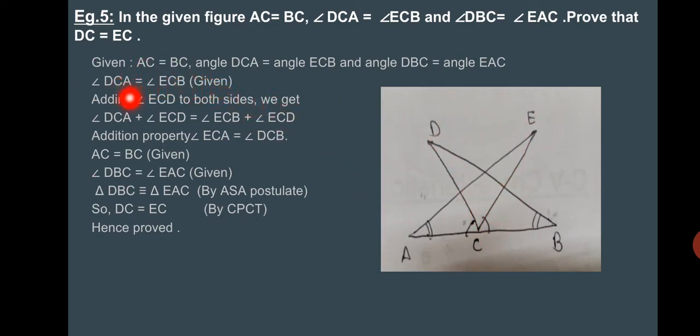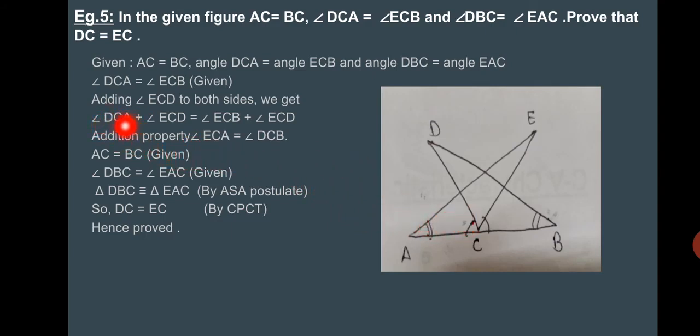We have to prove this line equals this line. First I wrote what is given in the question, then we move toward the second step. Angle DCA = angle ECB. We are given that this angle is equal to this angle. Adding angle ECD on both sides, by the addition property.